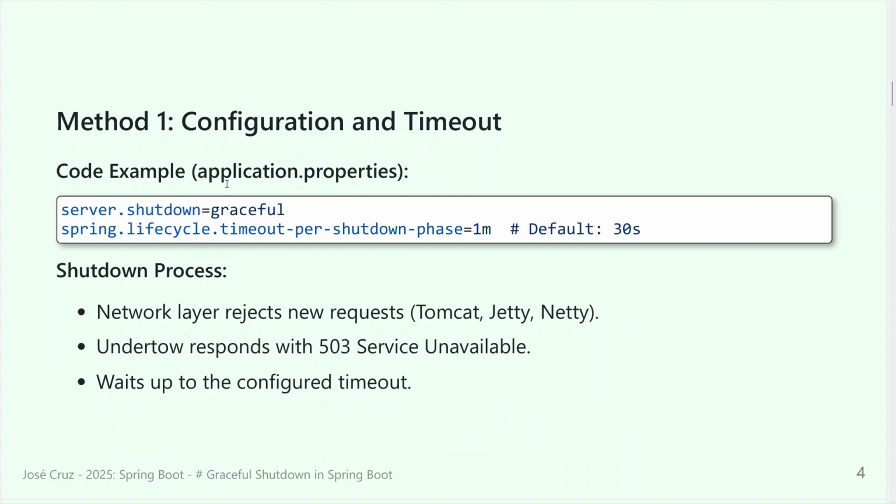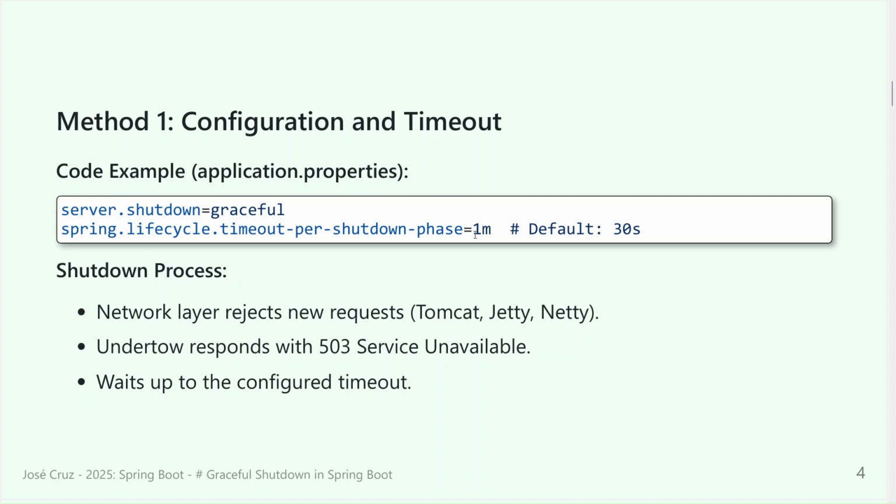Okay, so this is what I showed you. You can put 1 minute or 30 seconds, and that's the property that I showed you before. So the network layer rejects new requests as the first thing that happens. The Tomcat, Jetty, or application server says, okay, I don't accept any, let's say, REST API call, and it just starts to respond with 503 and waits up to the configured timeout. The configured timeout, of course, is the timeout per shutdown phase. I put 10 seconds in our example, but usually 30 seconds is probably the most appropriate.